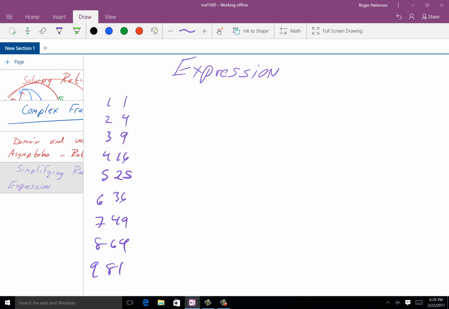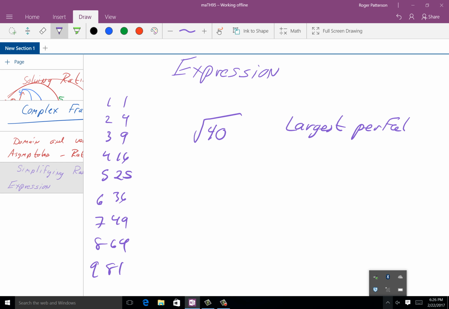First of all, we kind of talked about this already. If we have the square root of 40 and we want to simplify that, then what we want to do is find the largest perfect square that divides 40 evenly. Okay, so there's a list of them right there. Which one's the largest one that goes in there evenly? 4 does. So we have 4 and 10 here.